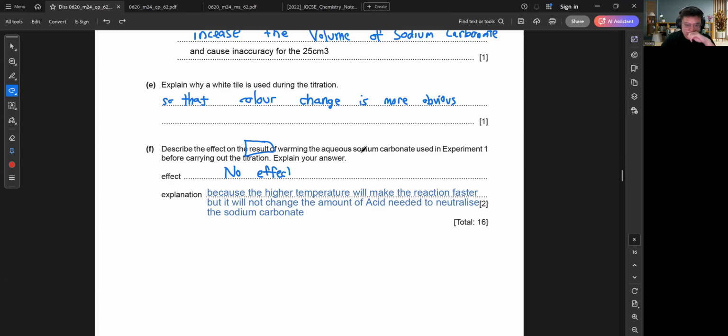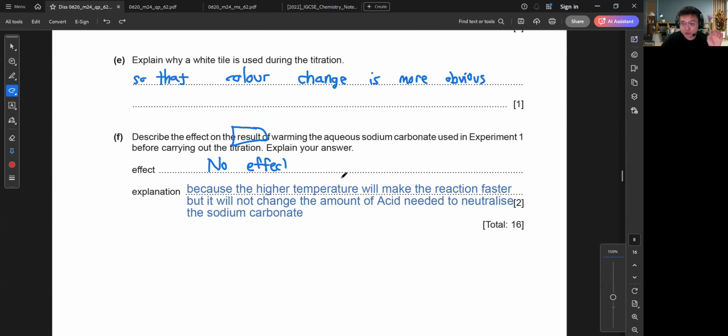Okay, so warming before carrying out the titration. Explain your answer. Let's read it one more time. This one, I think we have to be extra careful. Describe the result of warming the aqueous sodium carbonate used in experiment 1 before carrying out.